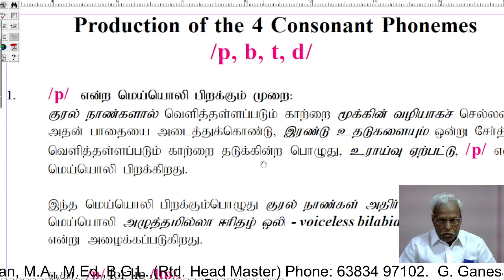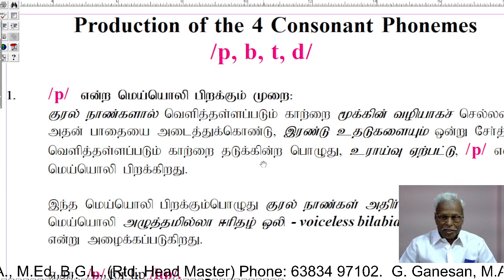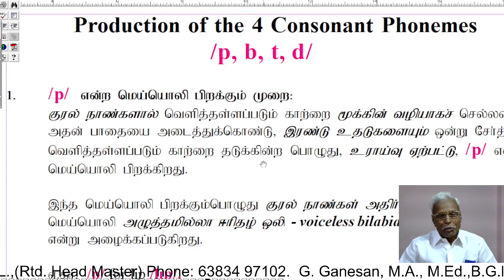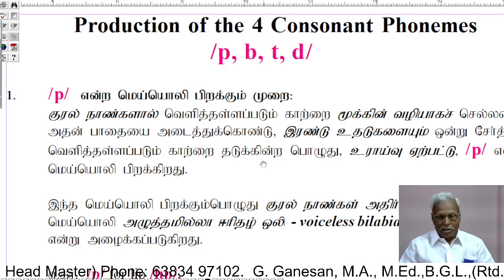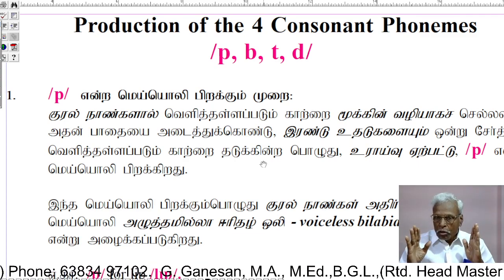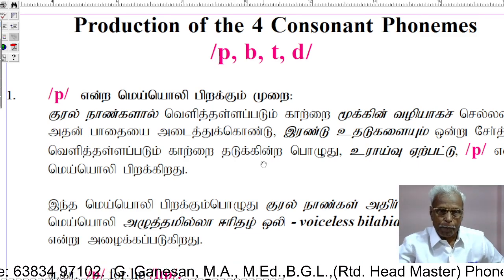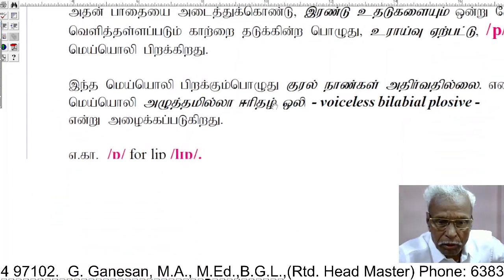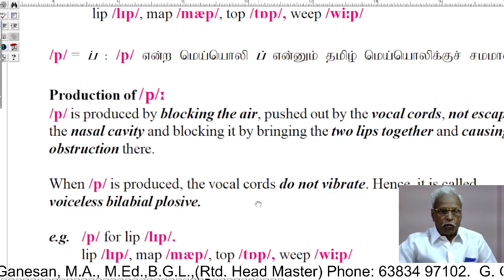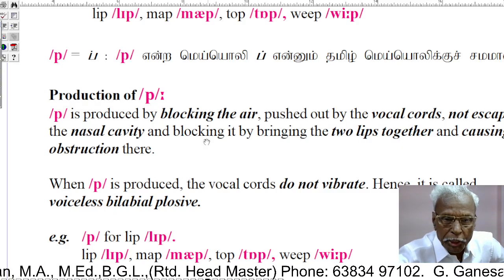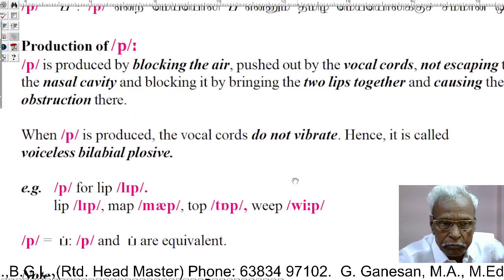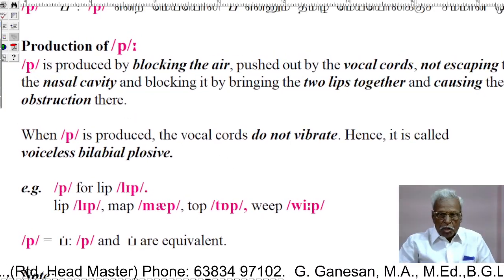Today we are going to see actually 2 phonemes, and 2 of their counterparts, that is, voiced. On the whole, we are going to see the production of 4 consonant phonemes. First of all, let us see how the phoneme is produced.